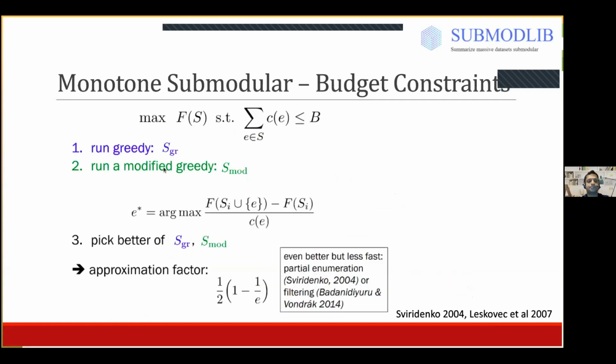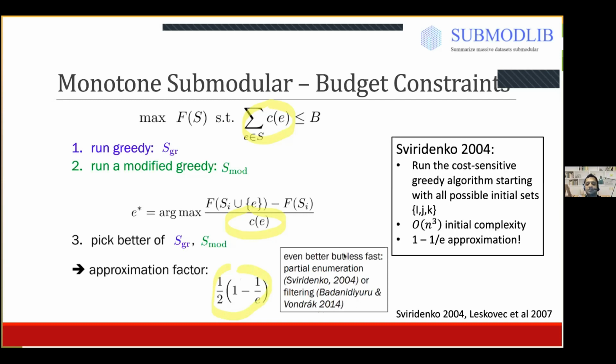You could also have budget constraints. Instead of giving equal weightage to every element, you could have a cost CE, in which case you do a greedy as well as a modified greedy, where you are accounting for the cost of the element while looking at the conditional gain. It turns out that it has half the previous approximation factor. But there have been, of course, several other investigations into this space.